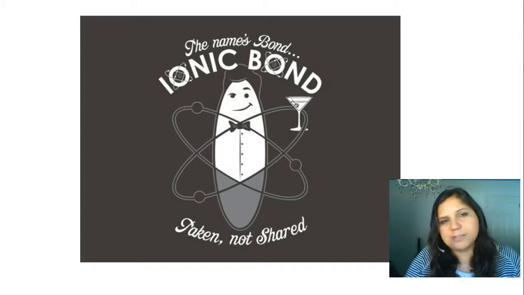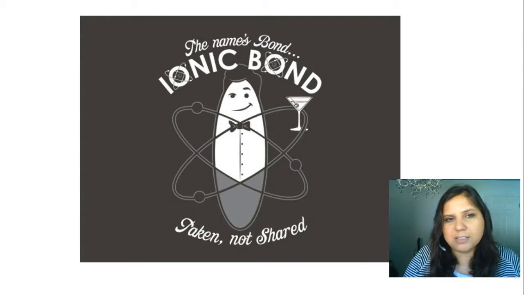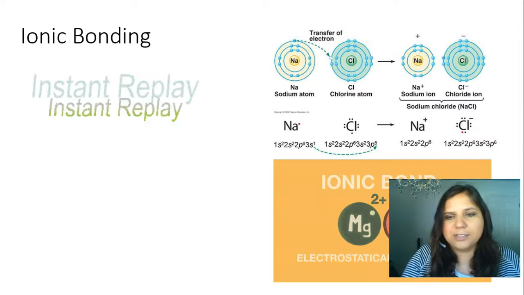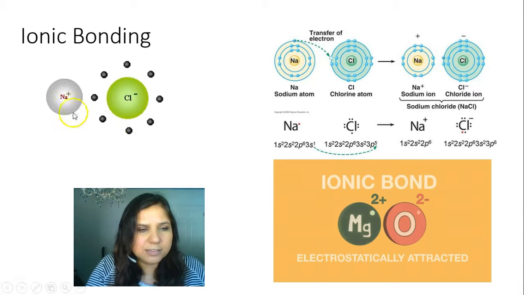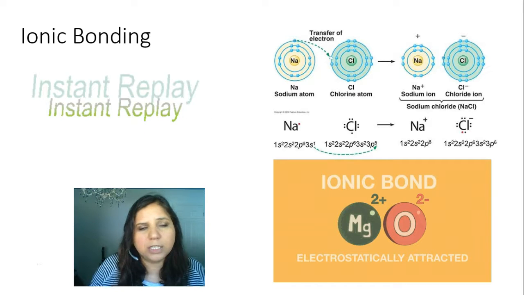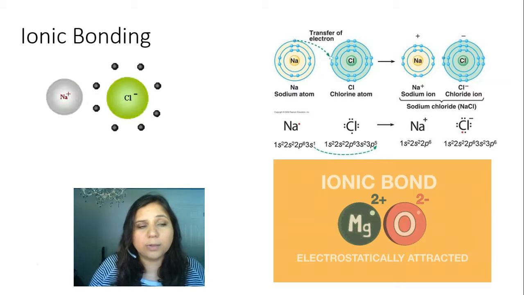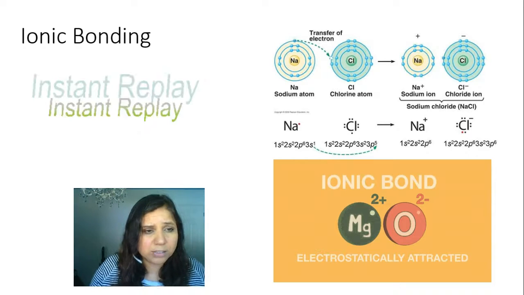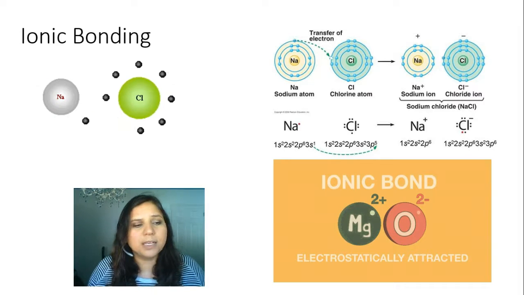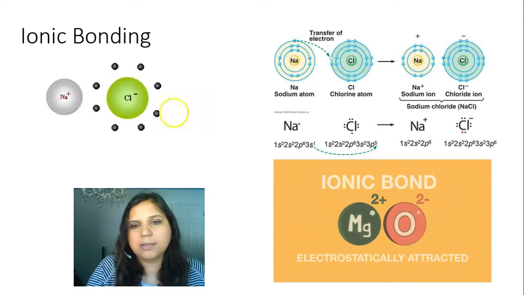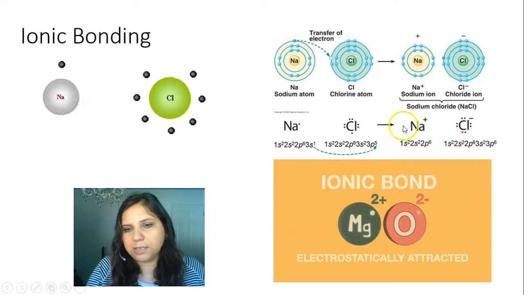Next, we'll talk about ionic bonds. And this is a cute little cartoon that says the name's bond, ionic bond, taken, not shared. And that's because the electrons are given and taken and not shared. So here's an example. Here you have sodium and chlorine. Sodium has one valence electron, chlorine has 7 and only needs one more. So sodium, to gain stability, loses that and gives it up completely to chlorine. Then they become charged. Sodium becomes positive, chlorine becomes negative, and now those are electrostatically attracted because they're opposite charges. So you see that transfer happening here between electrons.